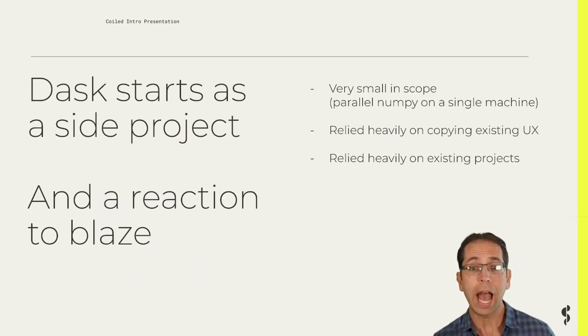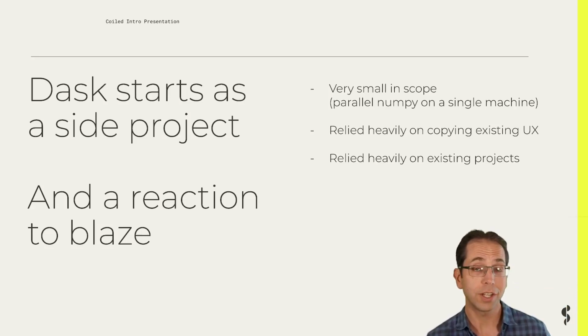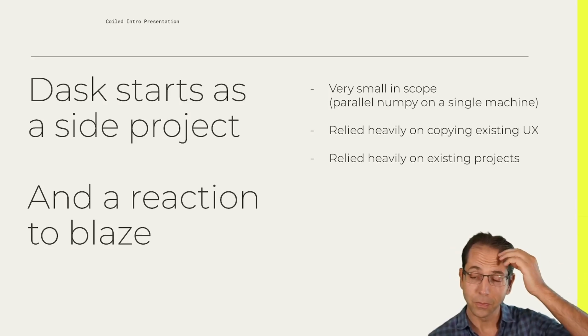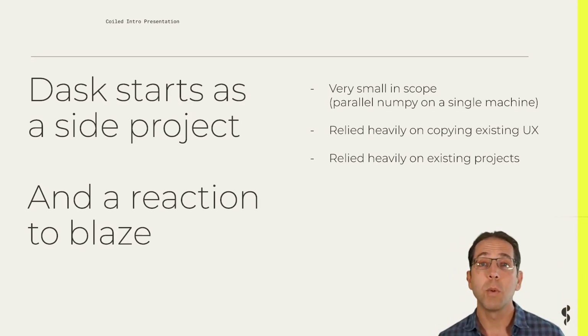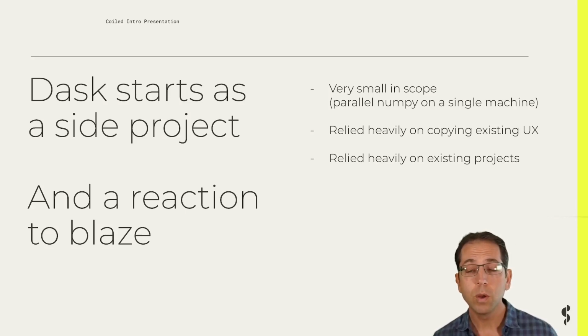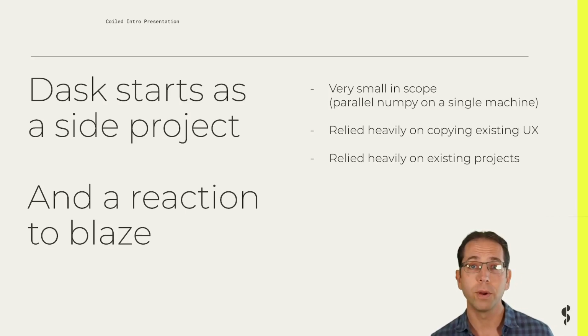And so out of Blaze, I then and others started a project called Dask, which was actually a side project. I actually started Dask, the first commit was during Christmas vacation, 6 or 7 years ago. And Dask was very, very small in scope. This was designed as a reaction to Blaze. We wanted to make a parallel version of NumPy for gridded data that worked on a single machine but operated on larger than memory data sets.